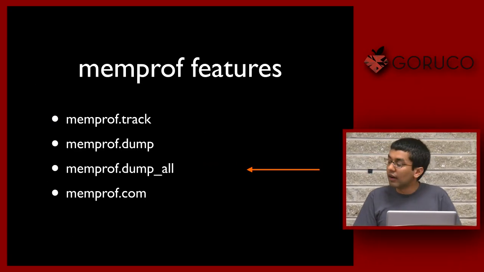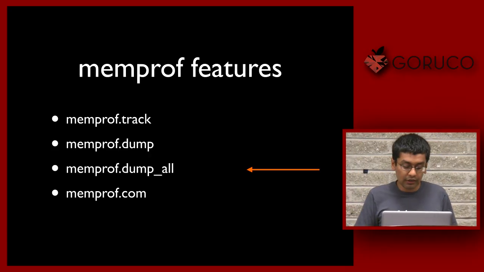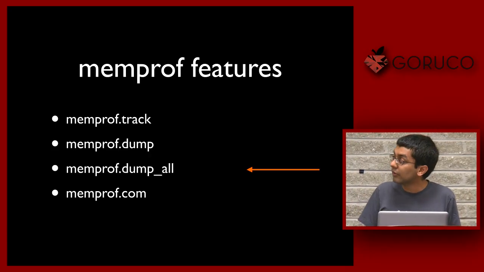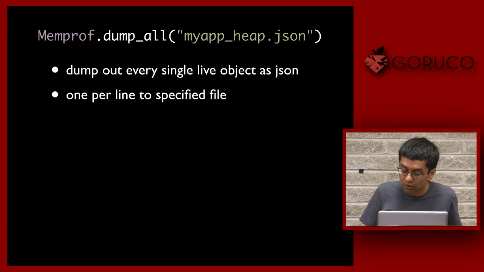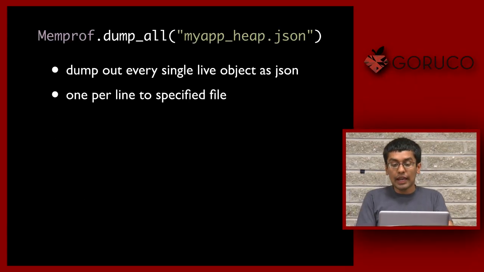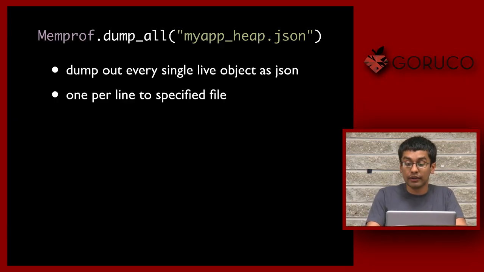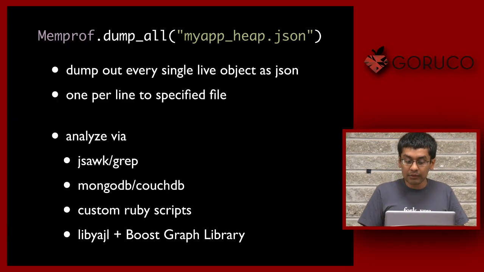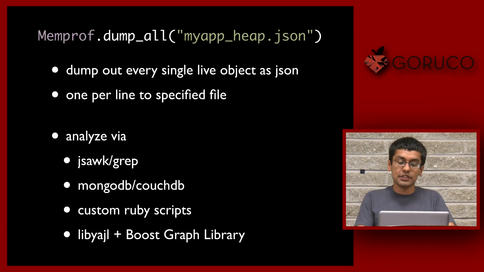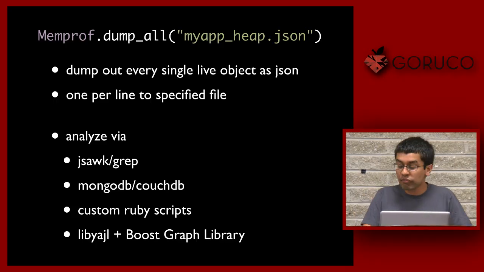So the next feature is a similar feature, but instead of just dumping out specific objects, it dumps out every single object. So it's called dump all, and you basically give it a file name, and it will go through every single object defined inside the VM that's currently alive and dump it out to the file name that you specified, 1 per line. And the cool thing about this is, since it's all JSON and it's just in one big file, this file actually ends up being pretty big. On a Rails application, it will probably be about 250 megs of JSON.